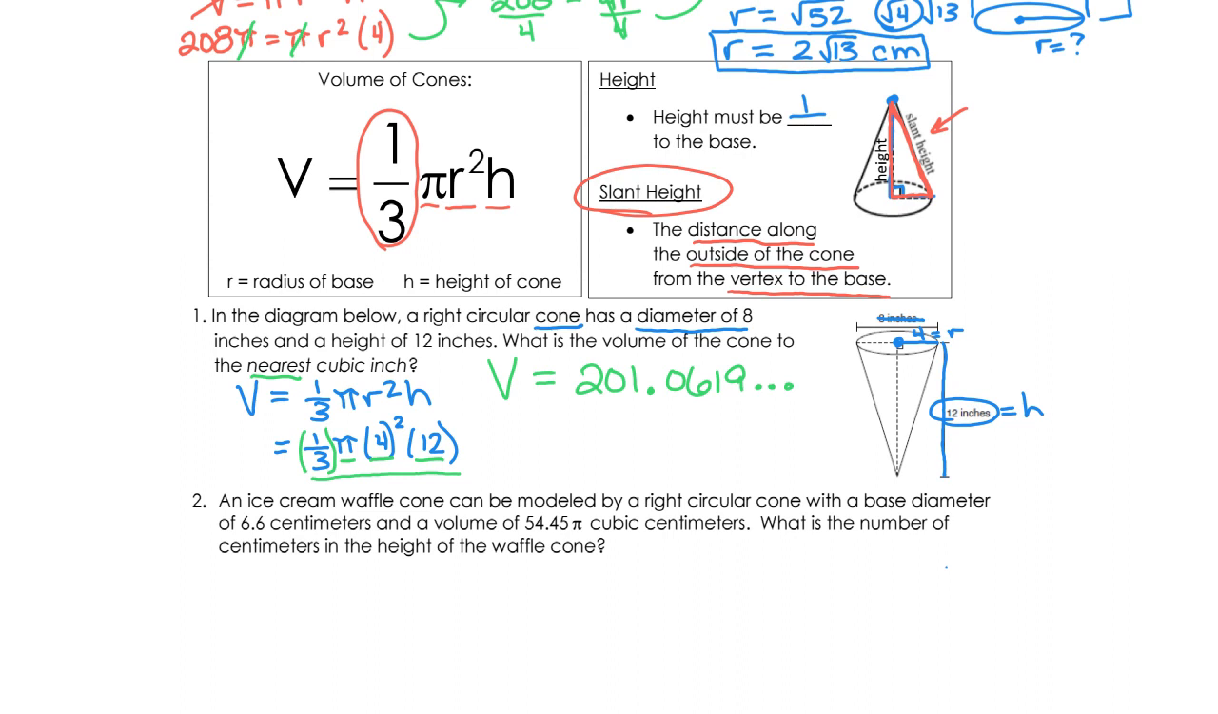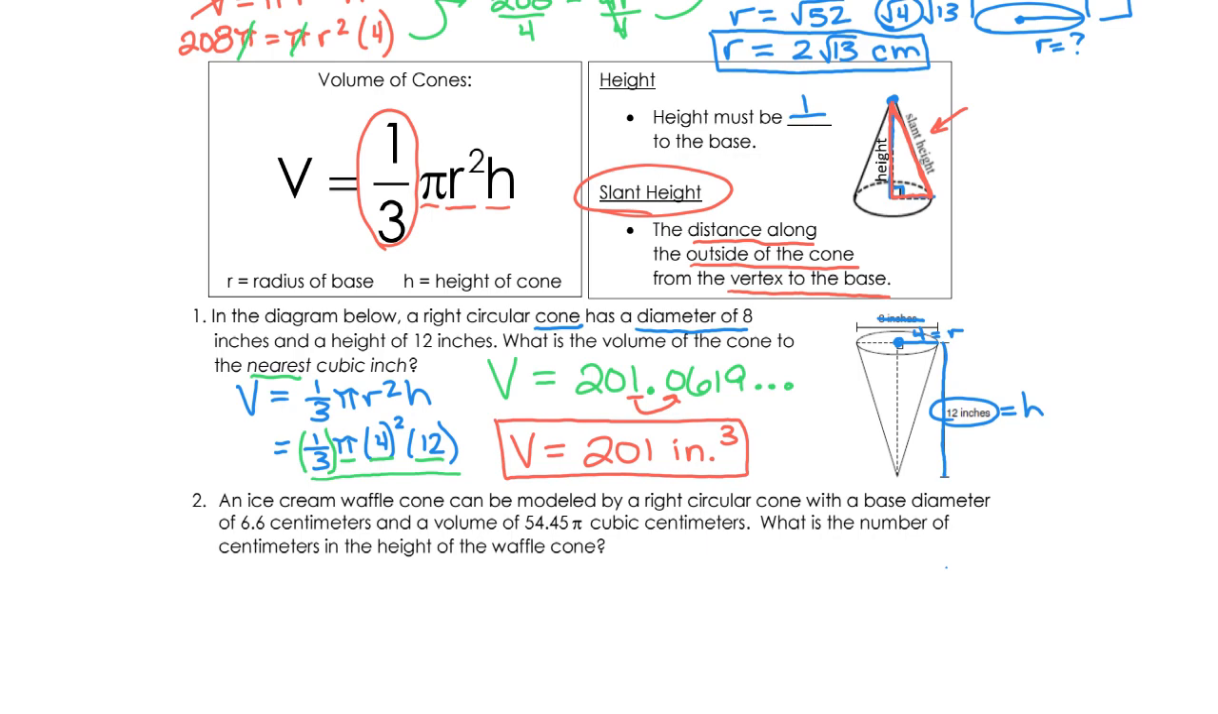Because they want the nearest cubic inch, notice there's no tenths, hundredths, thousandths. So that's no decimals. And so we're rounding the 1, but we have to look next door at the 0, and it's not going to round it up. So we're going to say that our volume is 201, not centimeters. We're not in centimeters in this question. We are in inches. So 201 inches, and volume is labeled in units cubed, so inches cubed.